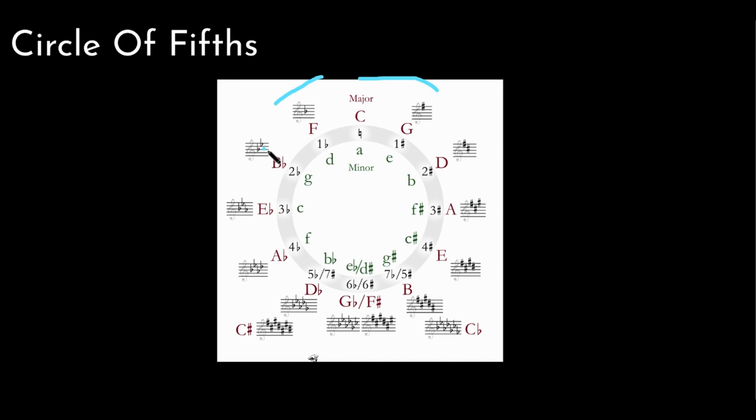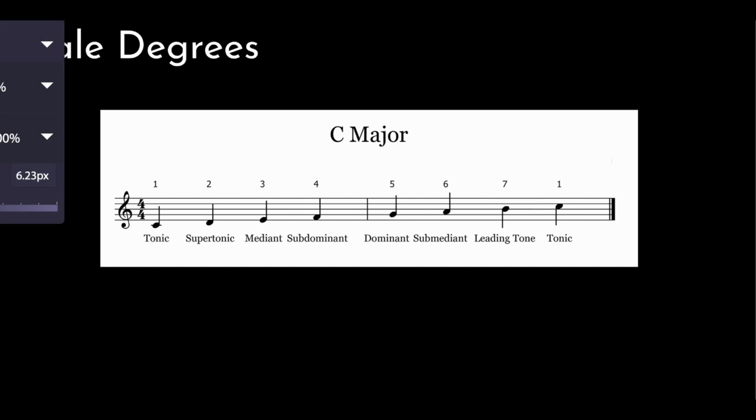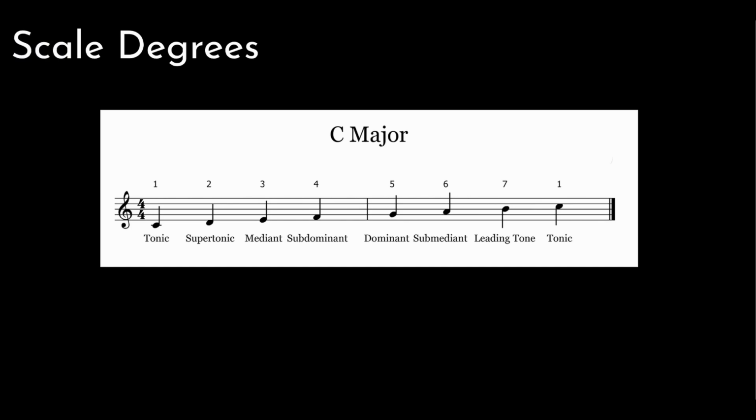Now, if you were to look at the bottom of the circle, there are some scales that share the same place. And that is because they sound exactly the same. If you were to play them, they would sound the exact same. But they are different scales. They are enharmonic scales.